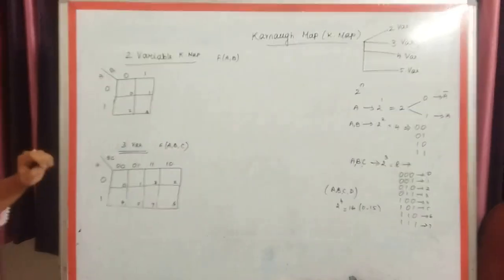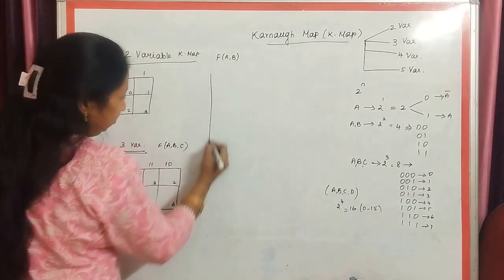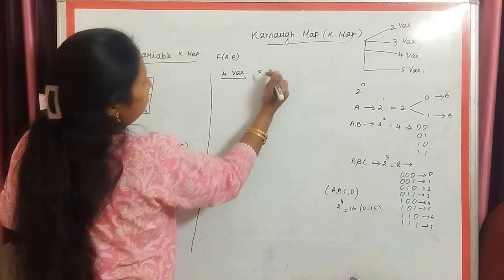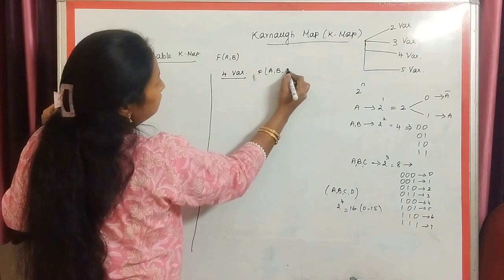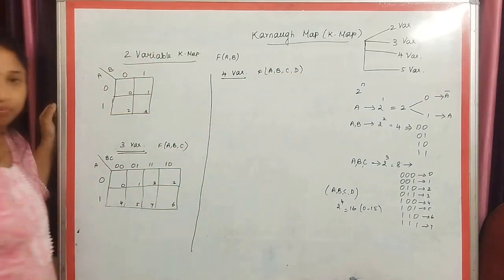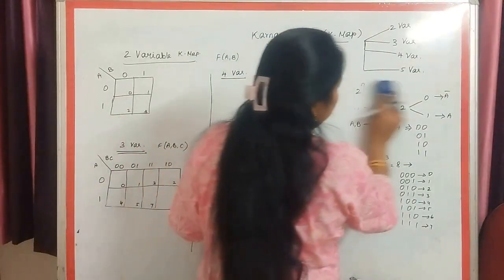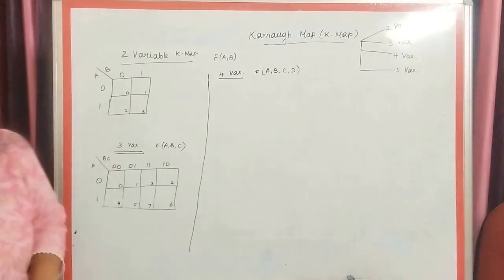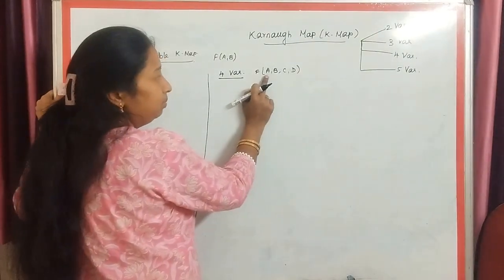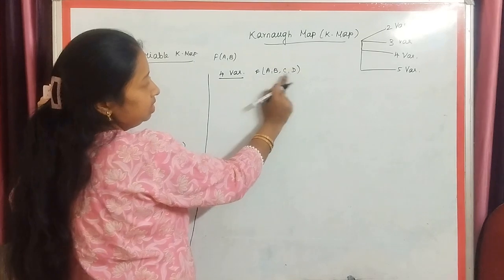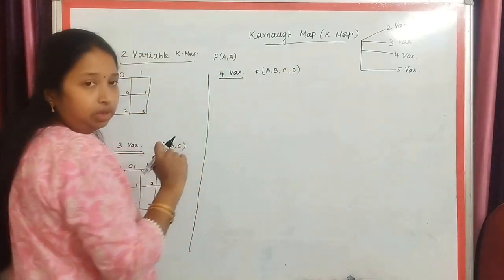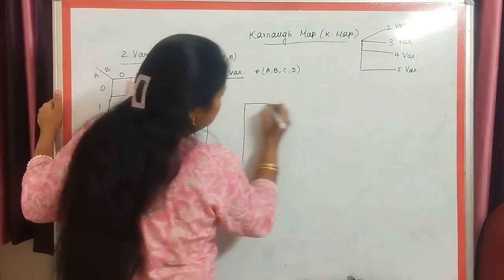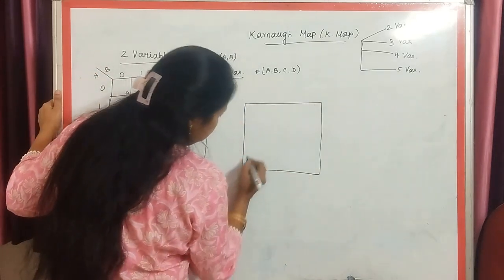Similarly, let's see how we are going to write for 4 variable mapping. Let the terms be f of a comma b comma c comma d. Clear? Now, let me erase this. For 4 variables, in the sense a is one variable, b is another variable, c is another variable, and d is another variable. You have 4 variables here. So how do you do the map graph here? How do you represent it in the graphical format? It is like this.